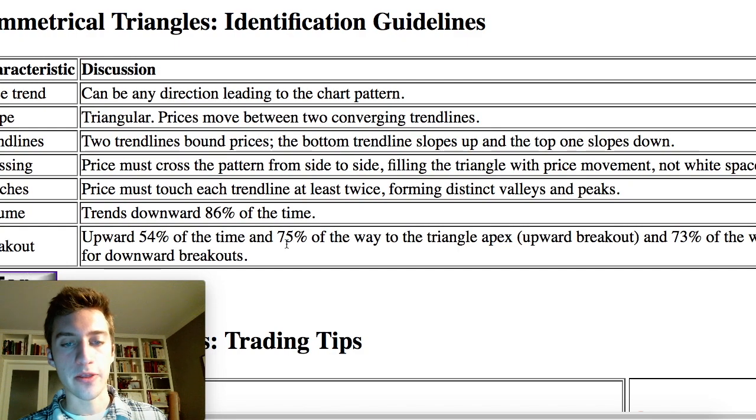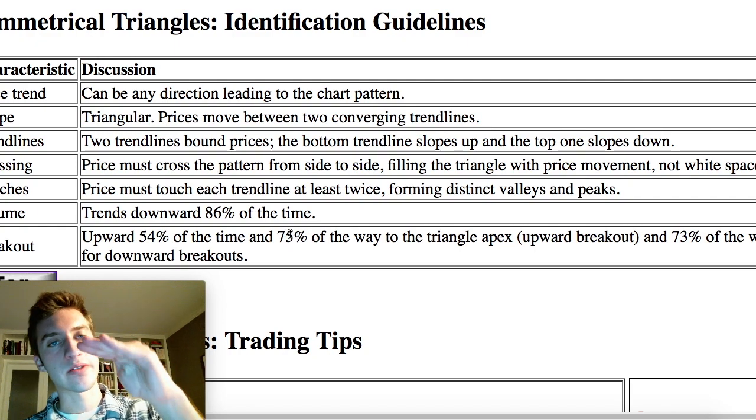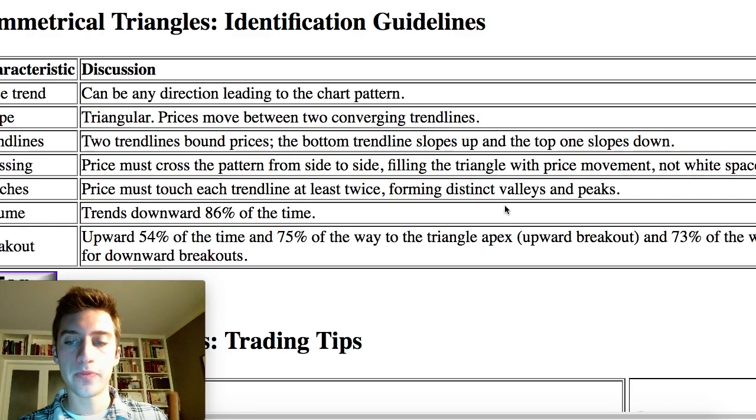So here it says that three-quarters of the time, you're going to get an upward breakout if you have a bullish continuation. If you have a bullish market that goes like this and begins to contract, 75% of the time you will get a continuation. And same thing for downward, except it's 73. So again, just think of these as continuation, but also possible reversals. A symmetrical triangle can be a reversal around 25% of the time.